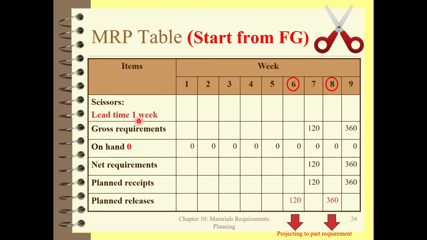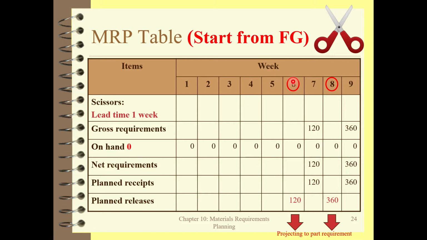Finished good is the scissor, and production lead time is 1 week, right? The gross requirement here comes from customer requirement, that is 120 at the beginning of week 7 and 360 at the beginning of week 9. And actually there is no on-hand inventory for the scissor. So the net requirement, customer order 120, you have no on hand, so the net requirement is 120. Again, 360, 0, 360. You need it when you need it. Planned order receipt, okay, this 120, this 360, you just copy it.